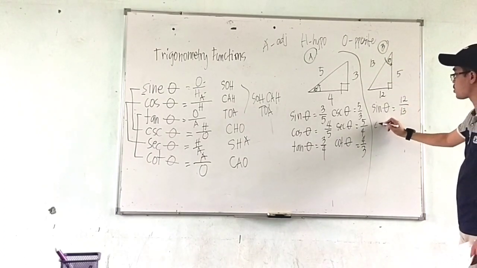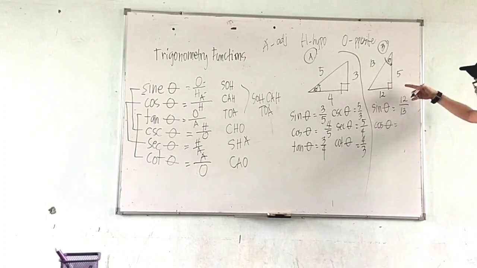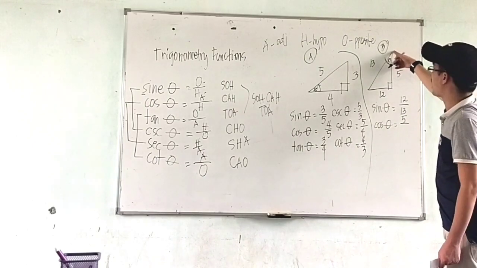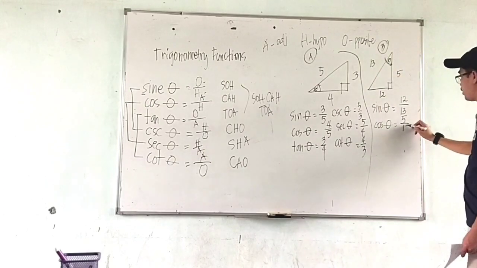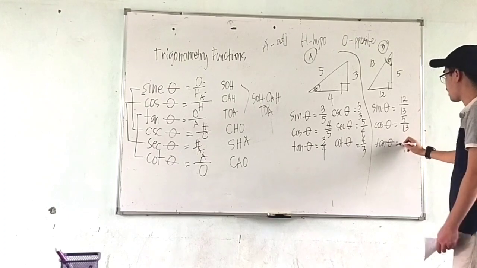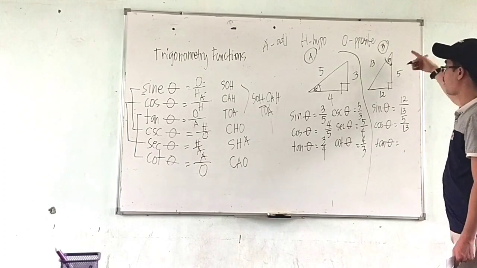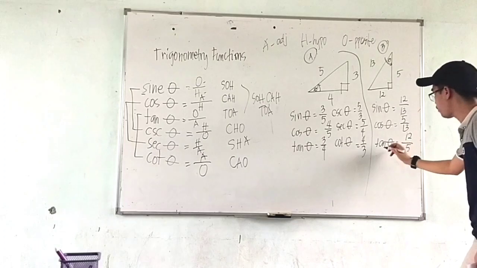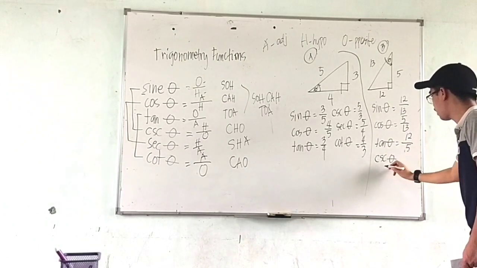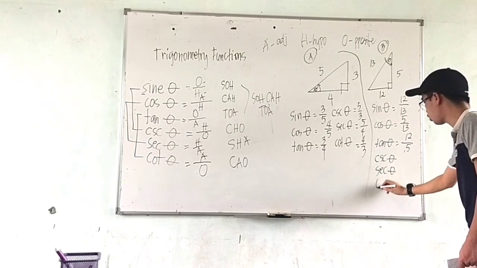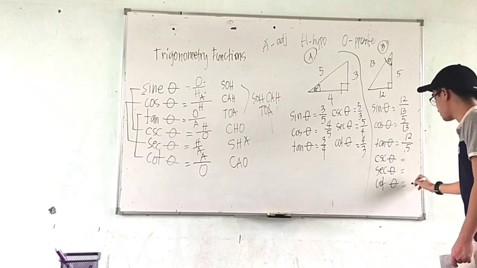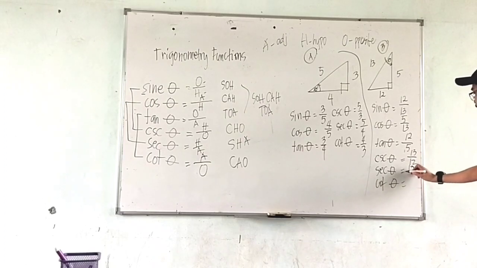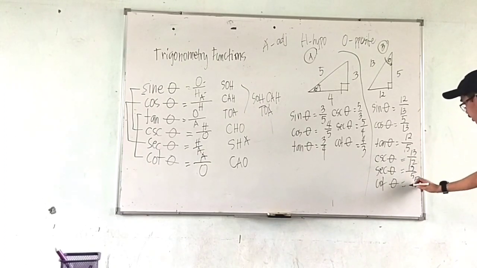Okay, next one, we have the cosine theta. So, what is the adjacent? 5. Okay, 5 over what is the hypotenuse? 13. Okay, 5 over 13. How about tangent? Tangent theta is equals to opposite. What is the opposite? 12. And what is the adjacent? 5. Okay, so, makukuha po natin ang cosecant theta, secant theta, and cotangent theta by simply reversing the trigonometric ratios. Okay? So, pag reverse po natin yan, 13 over 12, 13 over 5. And the last one, 5 over 12.